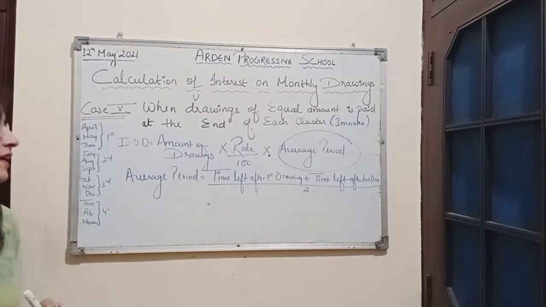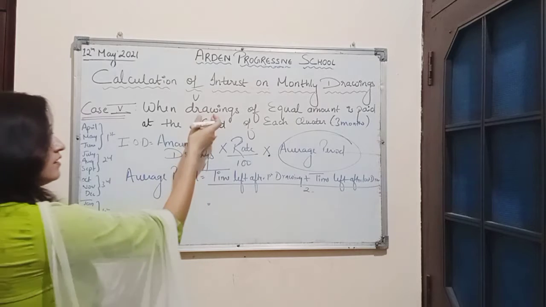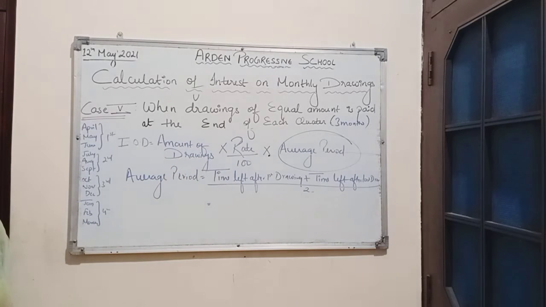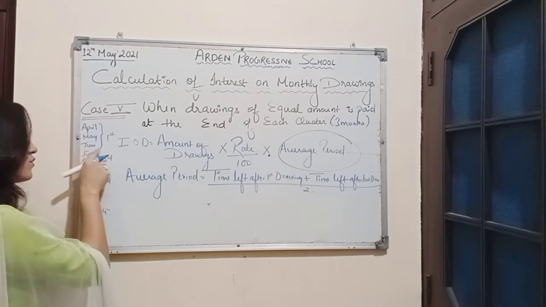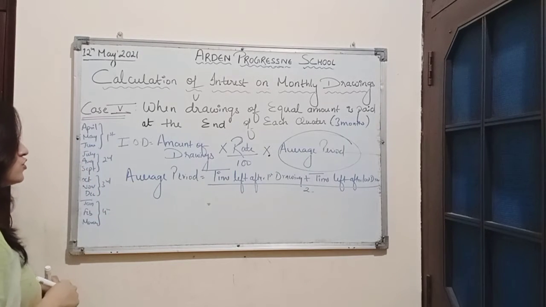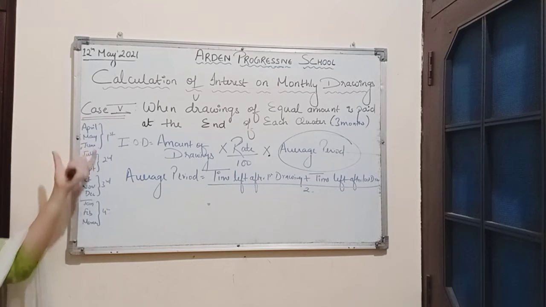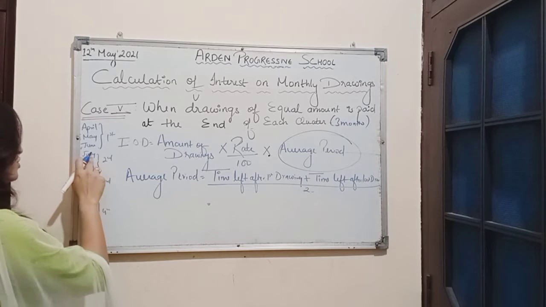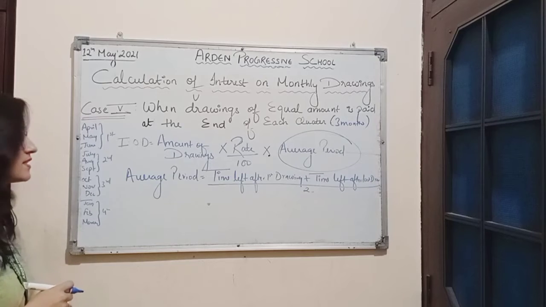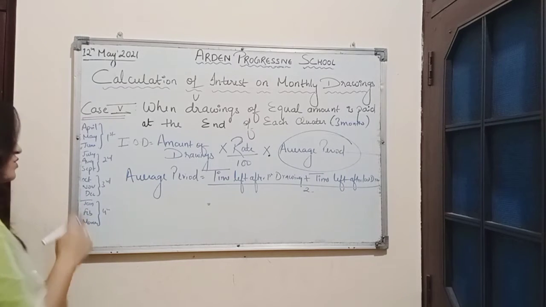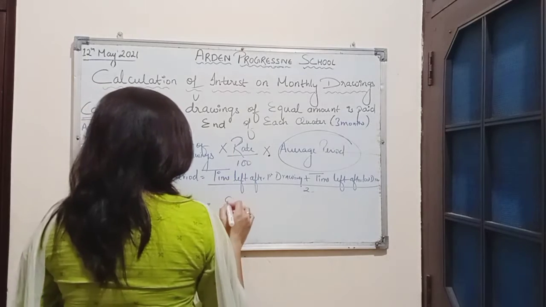So here first we will calculate what will be the time left after first drawing, as the partner is withdrawing the amount at the end of each quarter. So let's see the first quarter, end of first quarter is on 30th June. So after withdrawing the amount on 30th June, the remaining time will be July, August, September, 3 months, October, November, December, 3 months, which is 6, and then January, February, March, which is 9. So time left after first drawing will be 9 months.